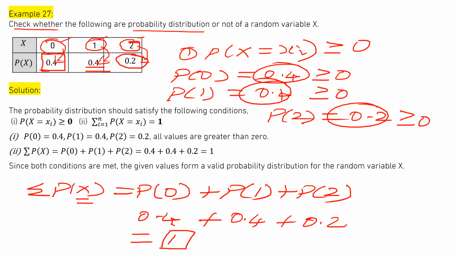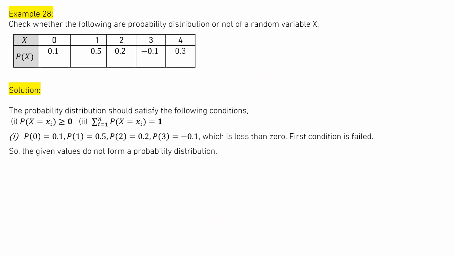So I say that the given probability distribution is a valid one. Let's move to the next question.